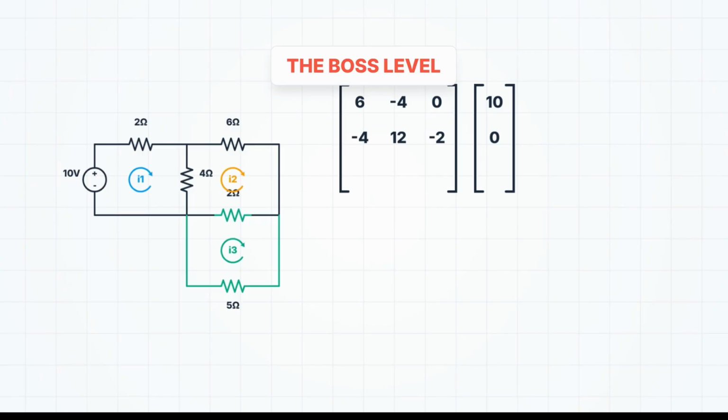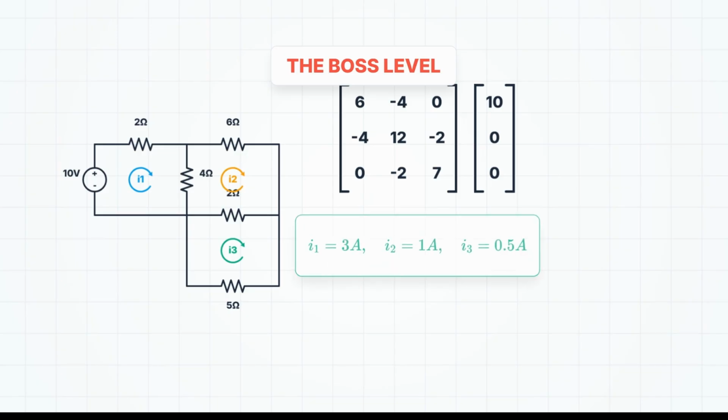Row 3, mesh 3, sum of resistors. Let's say it has a 5 ohm and the shared 2 ohm. Total is 7. Diagonal is 7, shared with mesh 1, 0, shared with mesh 2, minus 2. Now simply plug this into your calculator or use Cramer's rule. The results, I1 equals 3 amps, I2 equals 1 amp, I3 equals 0.5 amps. We just solved a massive circuit in under 60 seconds.